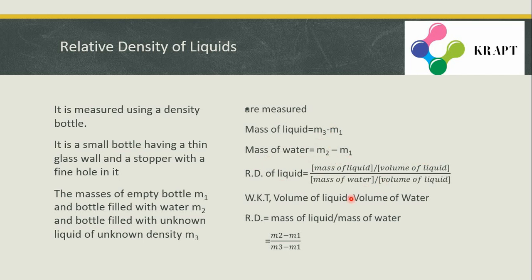So here the volumes are also the same, since the density bottle keeps the volume the same. As we know, the density formula is mass of liquid by volume of liquid, and mass of water by volume of liquid. This volume is the same for both, so there is no difference. And relative density is equal to mass of liquid by mass of water, in which these both get cancelled, giving M2 minus M1 by M3 minus M1.